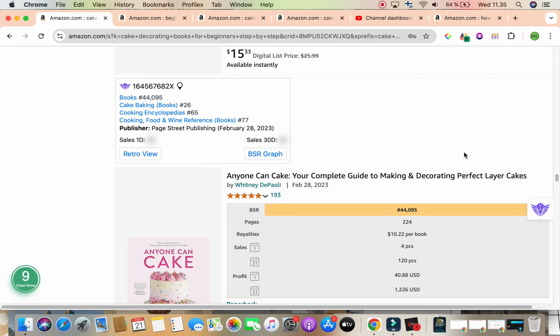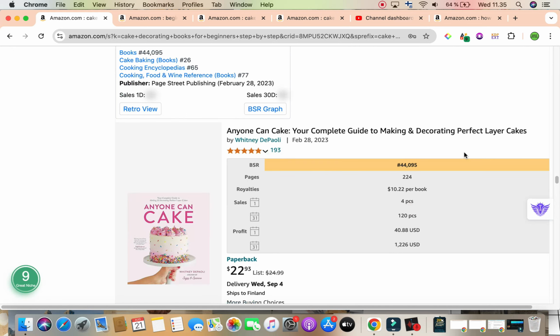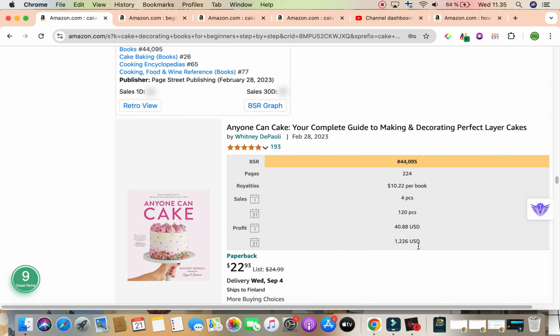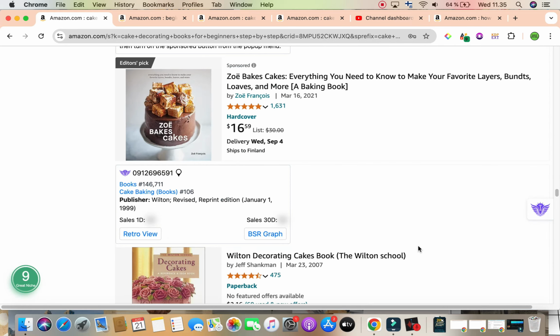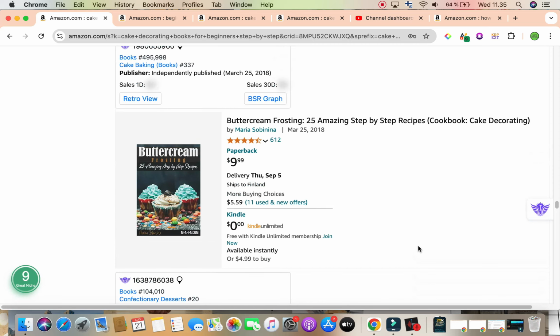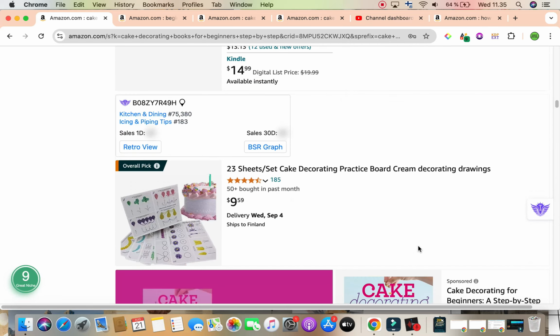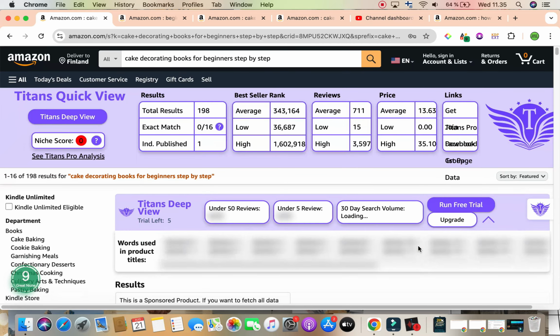Next up, we've got 44,095 as the bestseller with this book right here, Anyone Can Cake, your complete guide to making and decorating perfect layer cakes, and it is selling approximately 120 copies per month, generating a massive $1,226 on a monthly basis from that book alone. As you can tell, great books, great covers, really eye-catching. Take advantage of this wonderful keyword, preferably for the 7 keyword slots or for the title.